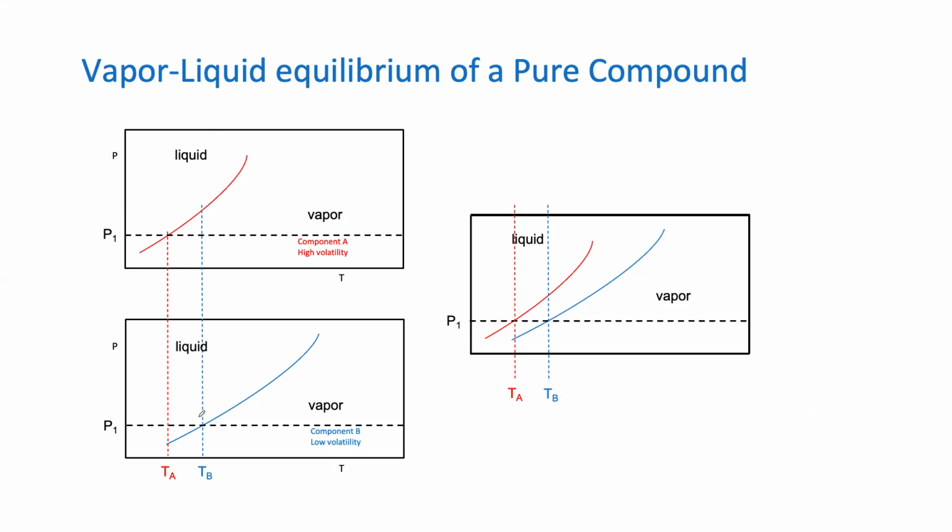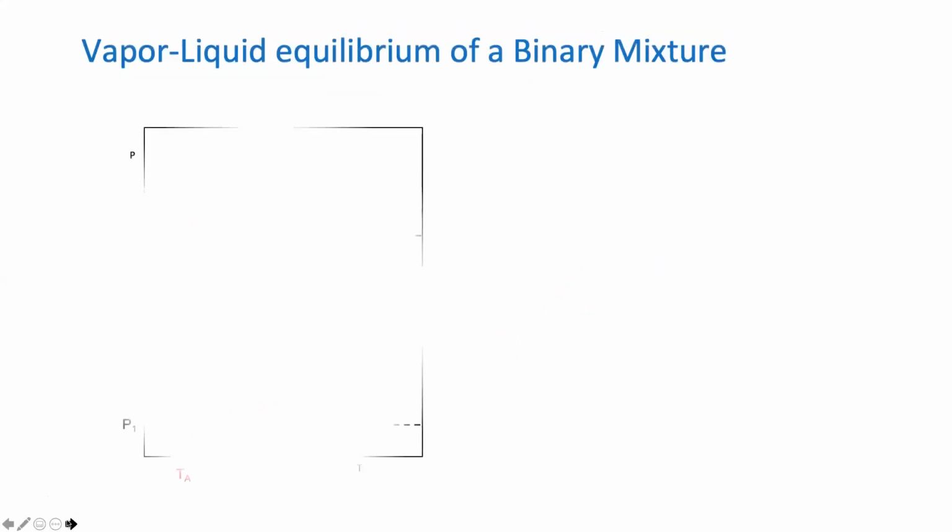All right, and then let's have a look. We have a component B. Component B, the blue one, is less volatile. So component B has low volatility. It is still in the liquid phase, and after a while it can go into the vapor phase. So if we have a look, let's say, for example, at TA here.